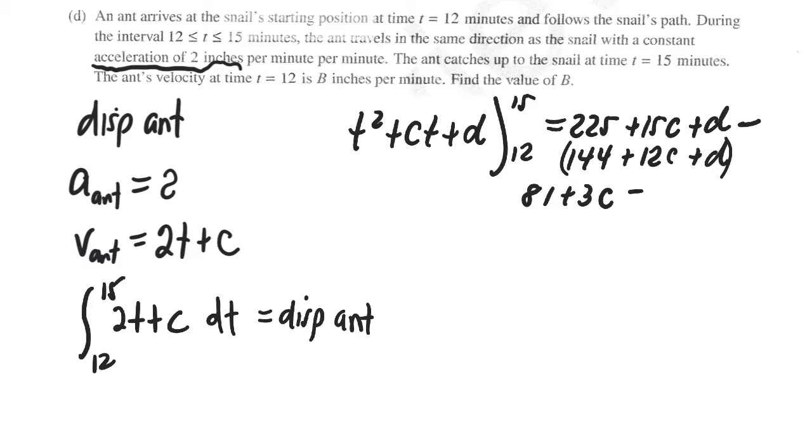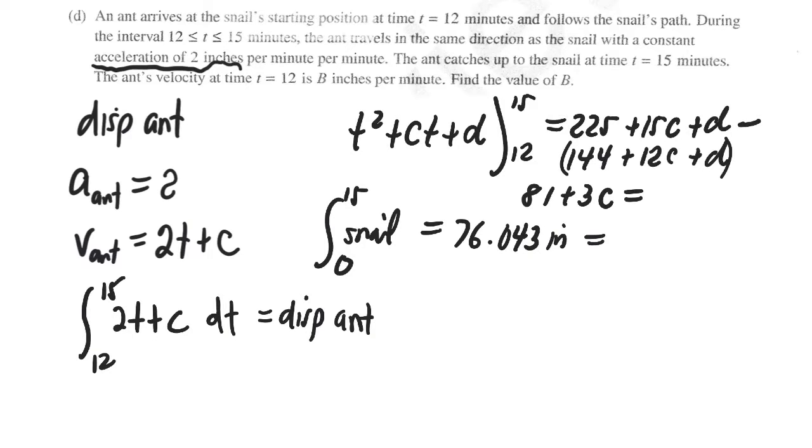But that's got to be the same as how far the snail traveled. And that was the snail's displacement from 0 to 15, how far it traveled. We already figured that out earlier in the problem. That was 76.043 inches. And if that equals 81 plus 3c, trust me, you can do the arithmetic here, and that c value ends up being, I believe, negative 1.65231.